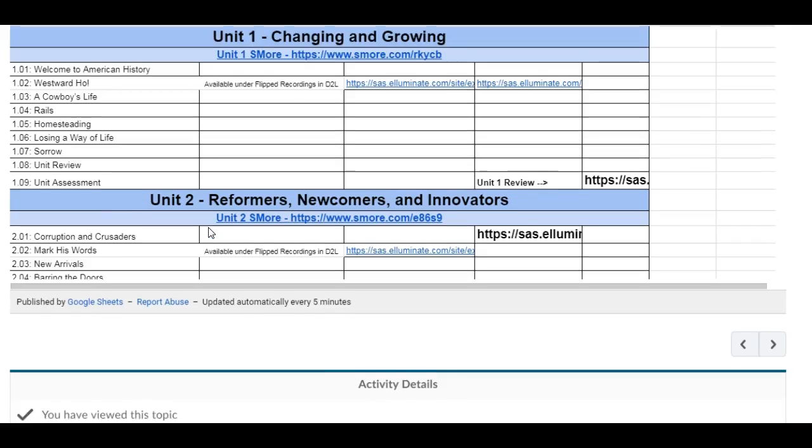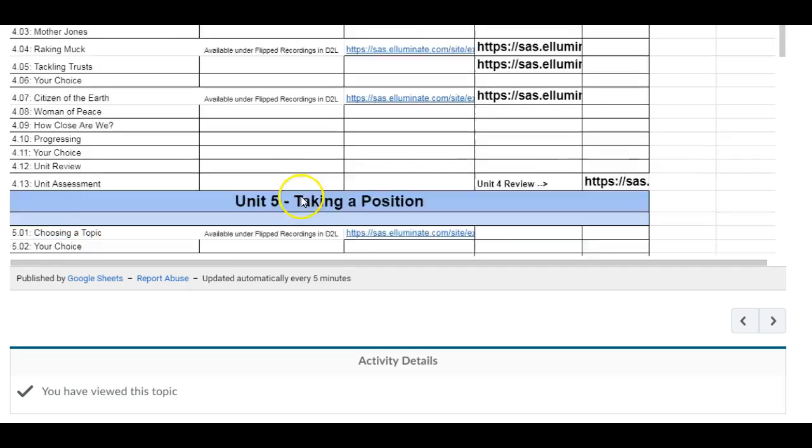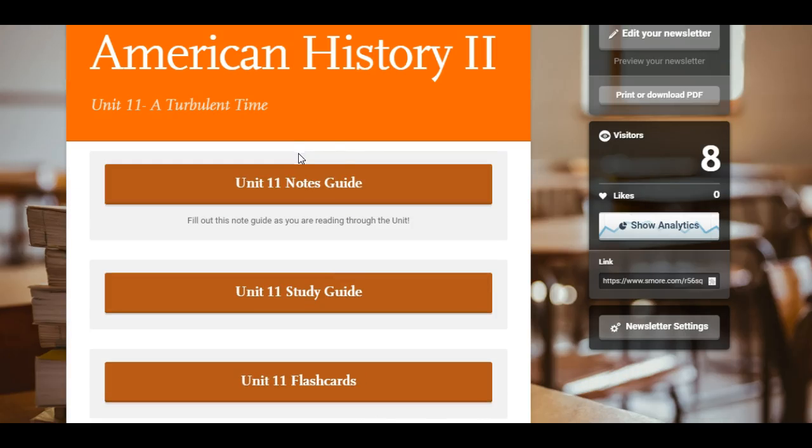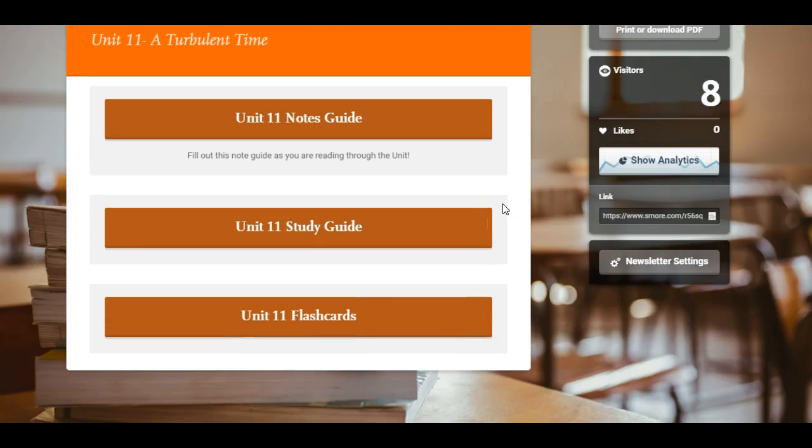And I'm going to open up that s'more flyer for Unit 11. That's going to have notes guides. It's going to have study guides. It's going to have some other information, which is helpful for the online unit assessment as well. So we've got notes guide, study guide, flashcards.